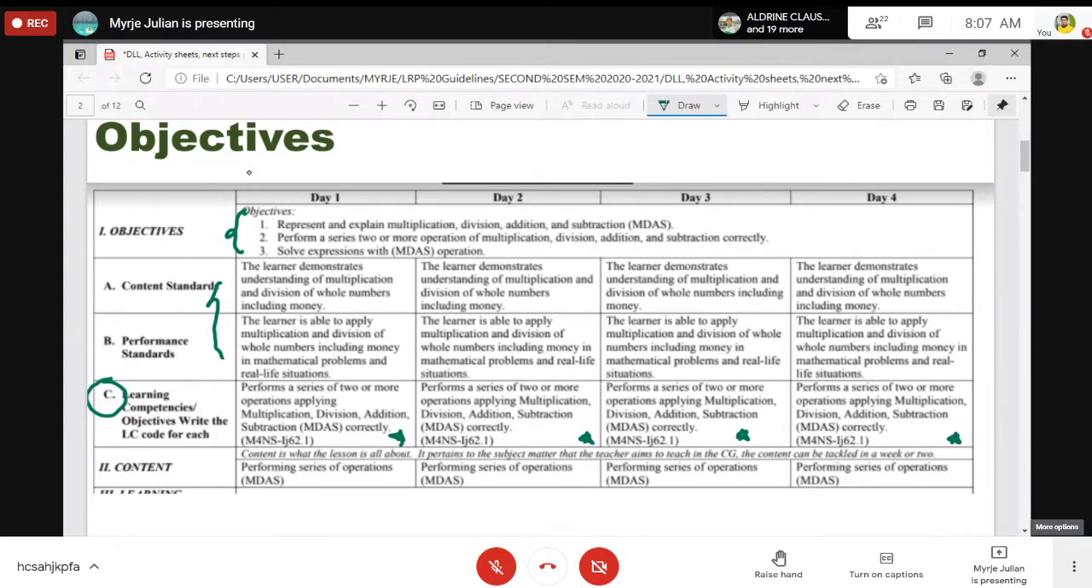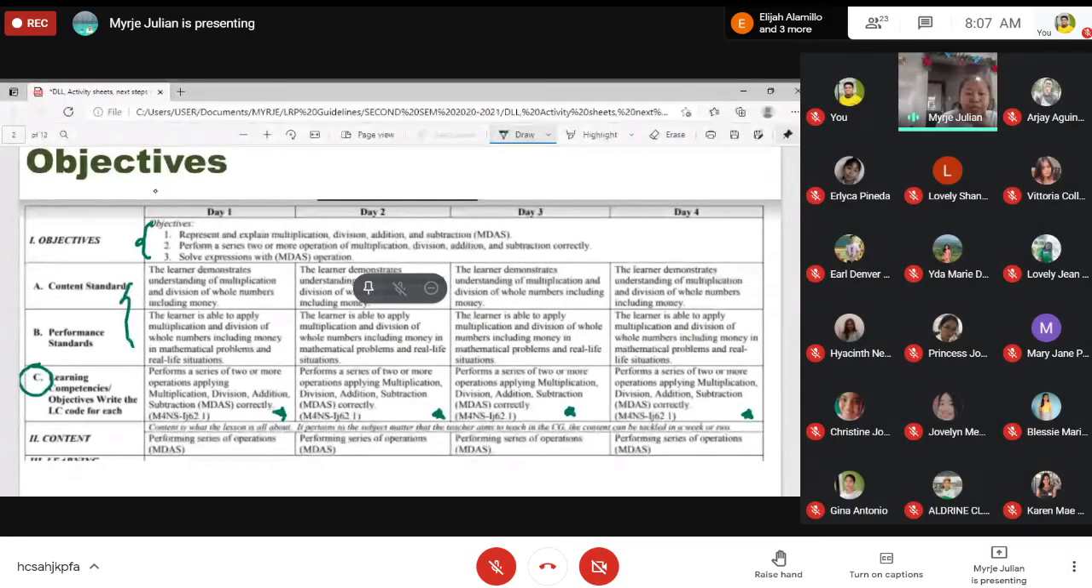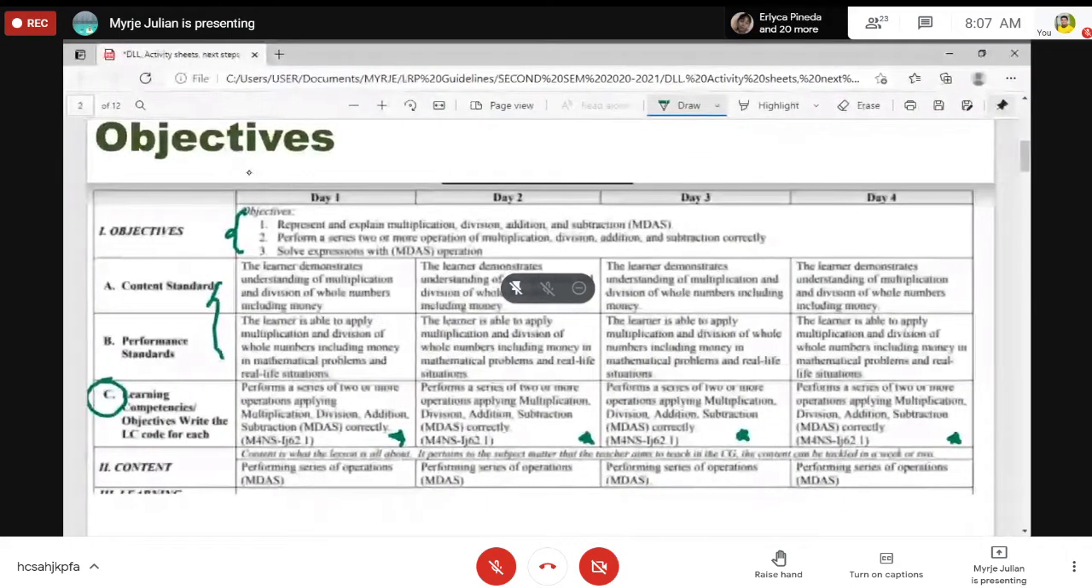Kasi we cannot change the learning competency eh. Ma'am, kasi po, perform sabi niya po dun sa learning competency. Okay, sige. Yes. Yes, you are correct. Though the learning competency is more on performing. So therefore, yun din dapat yung focus niya. But before that, ano yung kailangan natin gawin before performing?